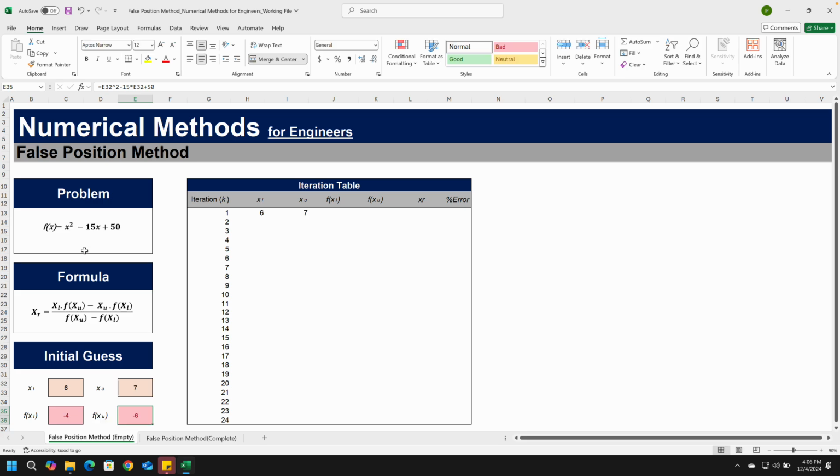Now both values are red, meaning they're negative. But the thing is, in the false position method, we need one evaluation to be positive and one to be negative. So in this case, we have a negative value already with using 6. And so let's stick with that. But our evaluation with 7 is also negative. So let's try and make this positive.